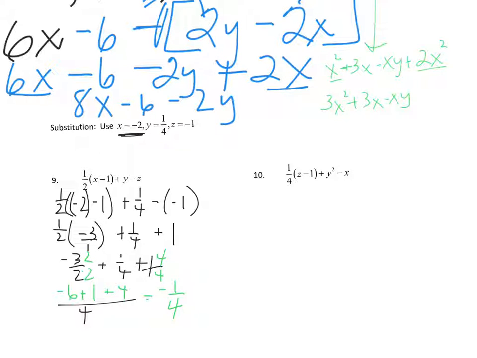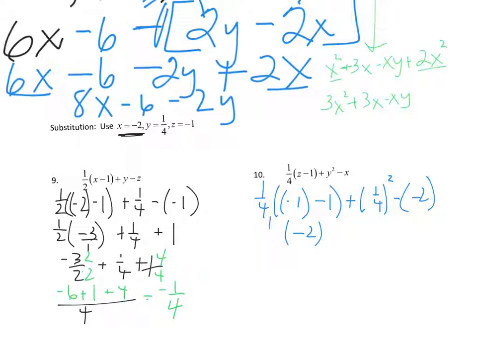Okay. So next one, we have 1/4. We plug in a z and we get negative 1 minus 1, parentheses, plus y squared is 1/4 squared, minus negative 2. So order of operations, we're going to do parentheses first. That's right here. That's a negative 2 times a 1/4. Then we do exponents. So this is 1/4 times 1/4. So a 1 on top, a 16 on the bottom. So now we're moving up to multiply. So we have negative 2/4 plus 1/16 plus 2.